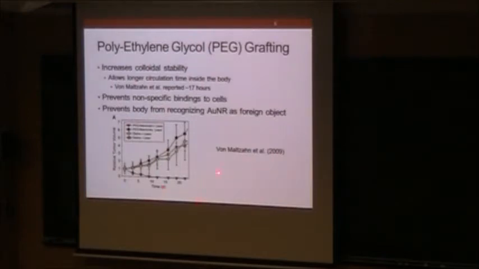This is an in vivo study done by von Maltzahn and coworkers. As you can see, they injected half of the mice with PEG grafted nanorods and half without, and then they irradiated with laser. This black dot is with gold nanorod but without laser.